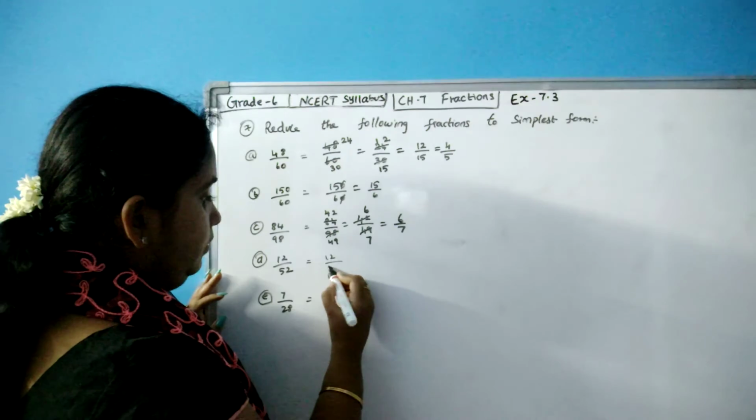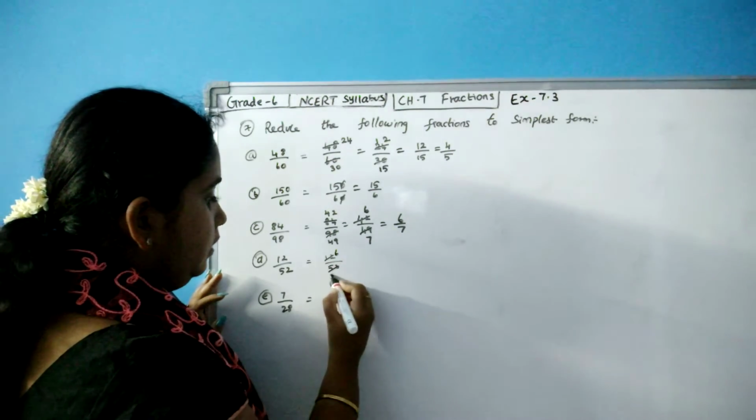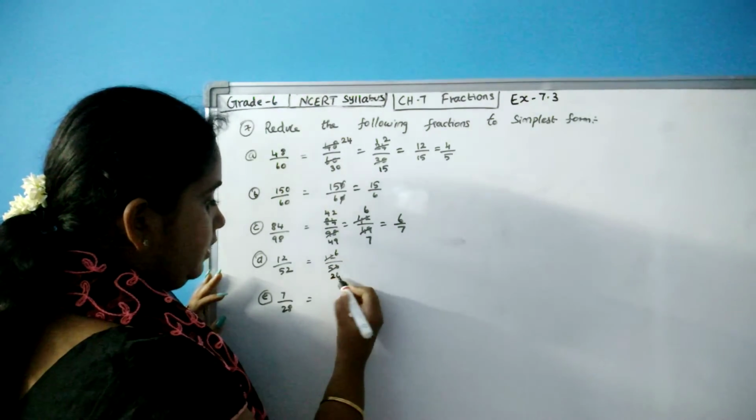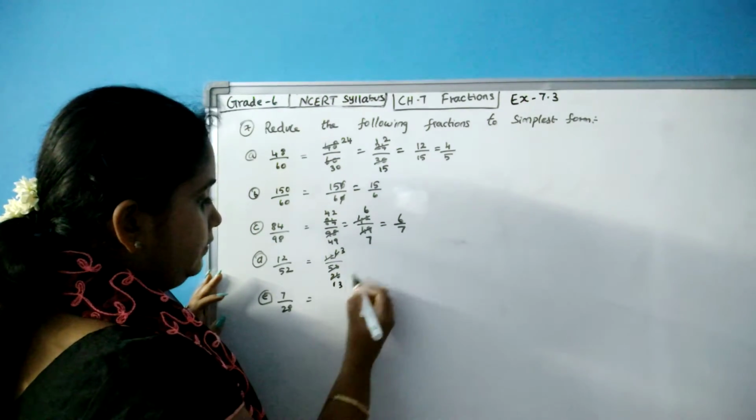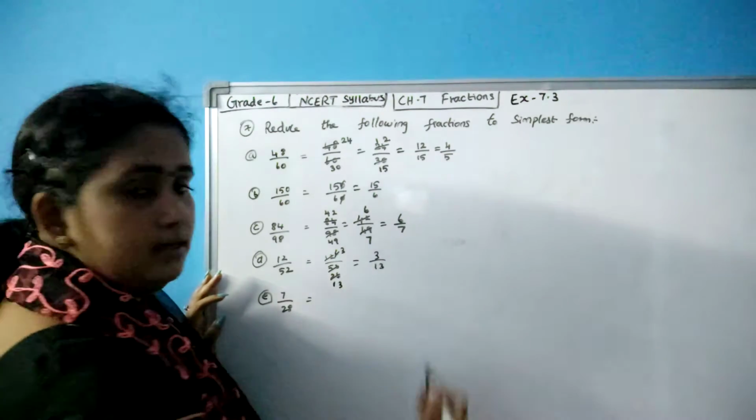12 by 52, go in 2 tables. 6 2s are 12, 2 2s are 4, balance 1. 6 2s are 12, 3 2s are 6, 1 2s are 2, 3 2s are 6. So 3 by 13 is the lowest form.